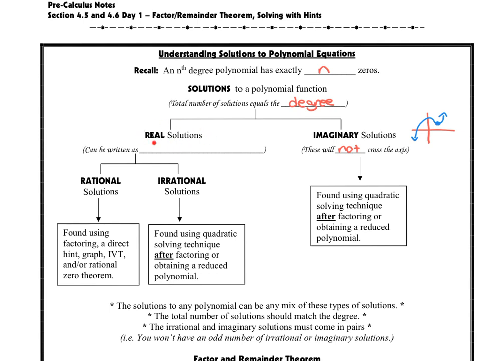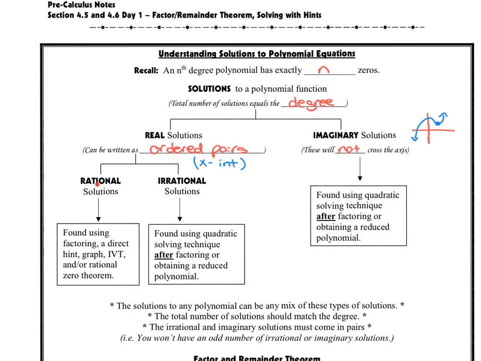Then we're going to have our real solutions, and our real solutions can be written as ordered pairs. If they can be written as ordered pairs, then that also means that they are going to be called our x-intercepts. So we have solutions that are real and imaginary. Imaginary solutions do not cross the x-axis. Real solutions do cross the x-axis and thus are also called x-intercepts.